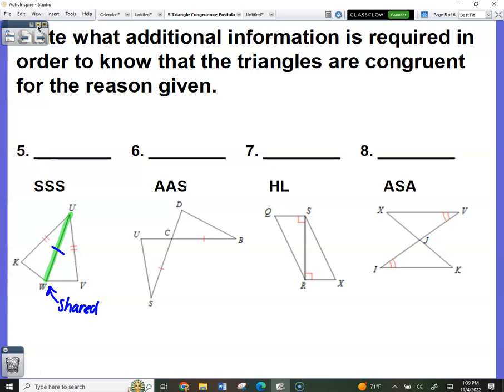It says these two triangles are congruent by side, side, side. Based on the picture, what is it that's missing? A side. Clearly we have the one shared pair here. We're missing the third side. And that would be, this needs to be congruent to this. That's what they want you to say: that KW would have to be congruent to VW in order for me to say side, side, side is the reason.